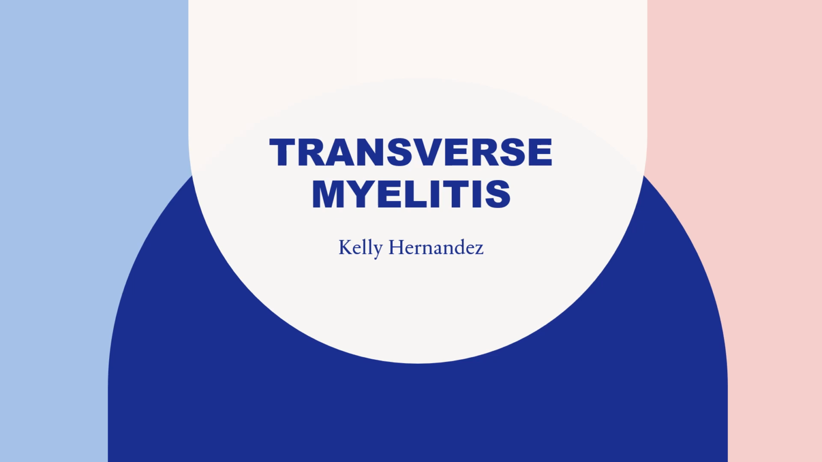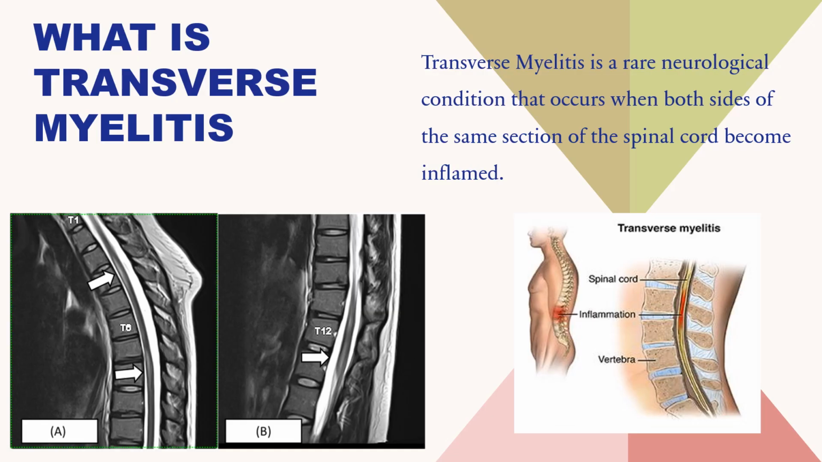Hello, my name is Kelly Hernandez, and today I'm going to talk to you about a neurological condition called transverse myelitis. Transverse myelitis is a rare neurological condition that occurs when both sides of the same section of the spinal cord become inflamed. It interrupts the messages that the spinal cord nerves send throughout the body.